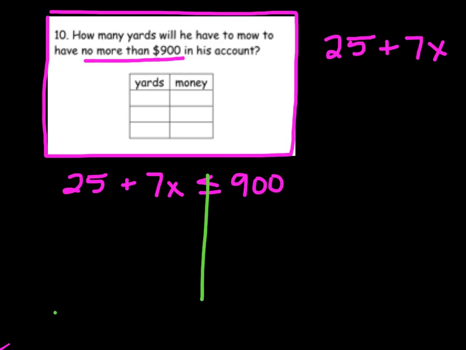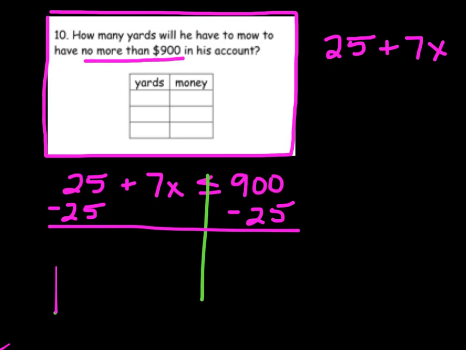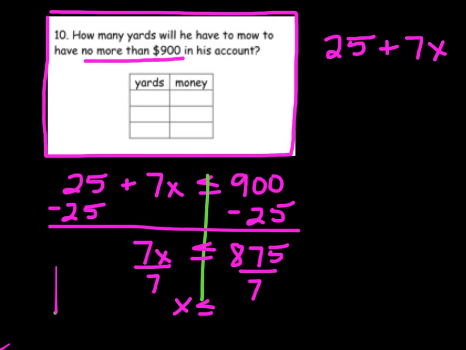I'm going to start by drawing the line down the middle of the equal sign. And I'm going to begin by moving this 25 from one side to the other. So minus 25 on both sides. That leaves me with 7x is less than or equal to 900 minus 25, which is going to give me 875. And then I would divide both sides by 7. That's going to give me a solution of x has to be less than or equal to 125.